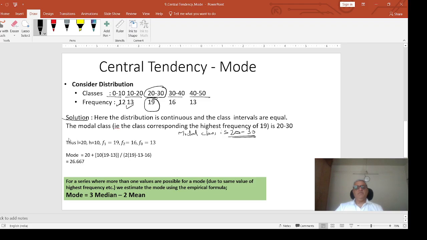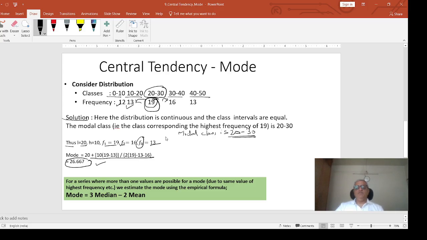Then I apply my formula. L is the lower limit of my modal class, which is 20. H is 10, my interval. F1 is the frequency of the modal class. F2 is the frequency of the class succeeding the modal class, and F0 is the frequency of the class preceding the modal class. That is 16 and 13 respectively. I put the values in and I get the mode as 26.67, right?